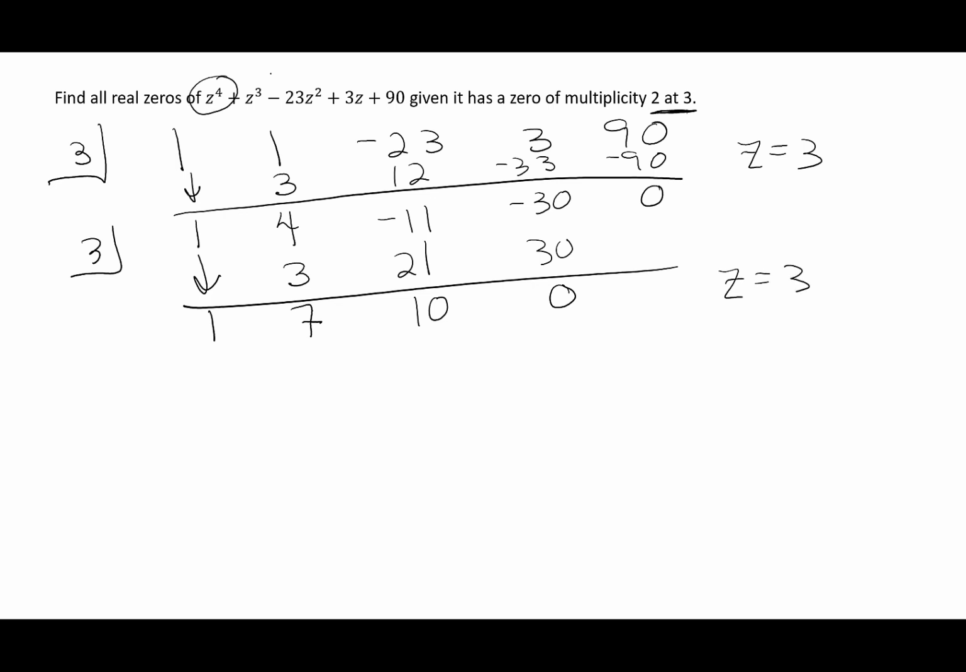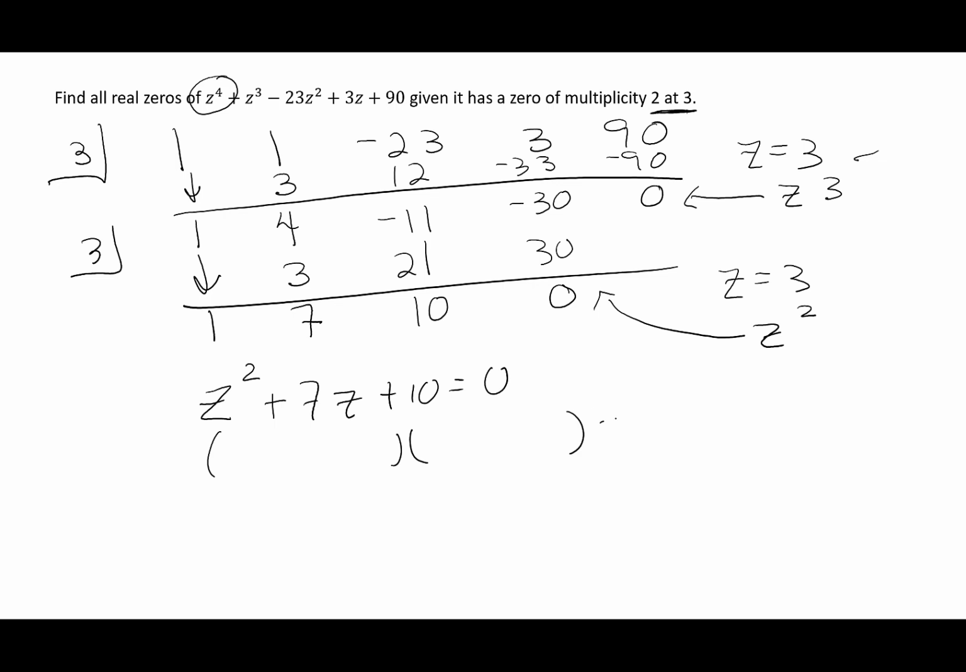We started at power 4. So when I divided the first time, now I'm at z cubed. When I divide the second time, I'm at z squared. So 1, 7, 10 means z squared plus 7z plus 10 equals 0. I have factors of 10, 2 and 5, that add up to 7. So z plus 5, z plus 2. This says z is negative 5, and then z equals negative 2.